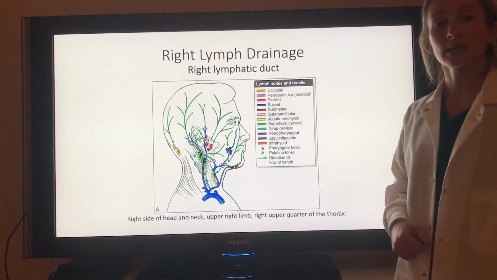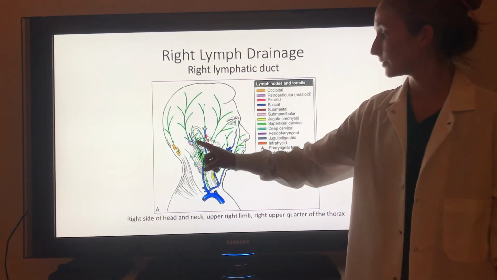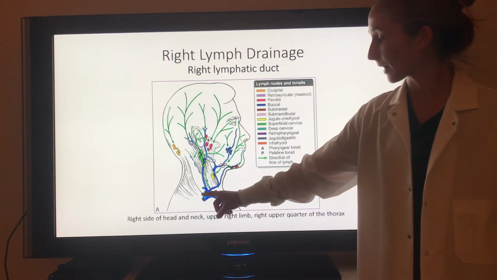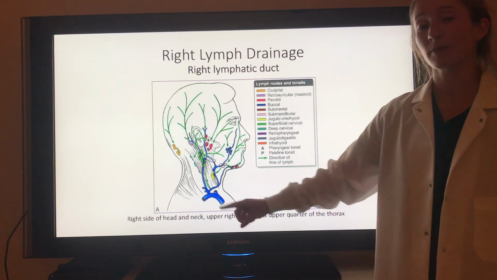On the right side, lymph drains to the right lymphatic duct. We see the occipital and mastoid nodes, the parotid, submandibular, and submental nodes draining into the right lymphatic duct, which drains into the right brachiocephalic vein at the right venous angle.